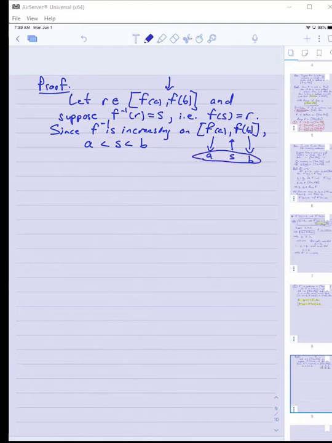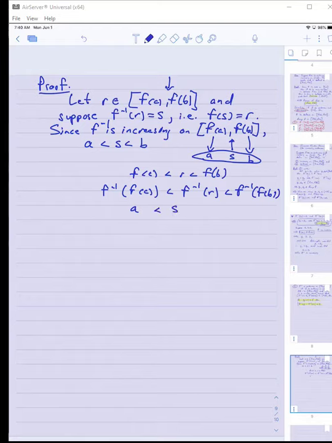So basically, what did we start out with? We started out with f of a less than r less than f of b. And when we apply an increasing function to those values, that order should be preserved. What we're saying is this first one is a, this one is s, and this one is b. Okay, let me erase some of this.